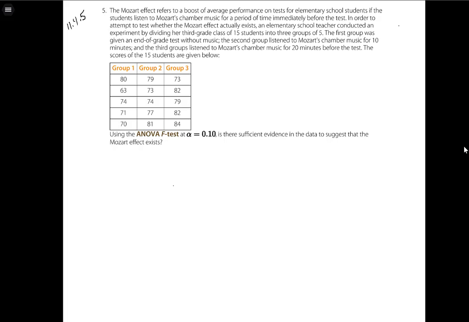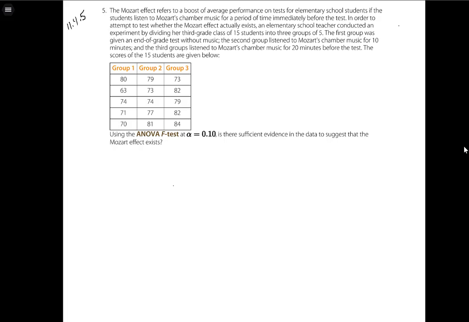In order to attempt to test whether the Mozart effect actually exists, an elementary school teacher conducted an experiment by dividing her third grade class of 15 students into 3 groups of 5. The first group was given an end-of-grade test without music. The second group listened to Mozart's chamber music for 10 minutes, and the third group listened to Mozart's chamber music for 20 minutes before the test. The scores of the 15 students are given below.